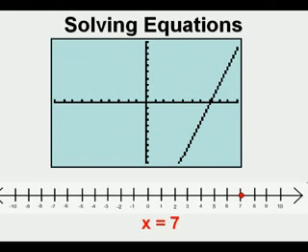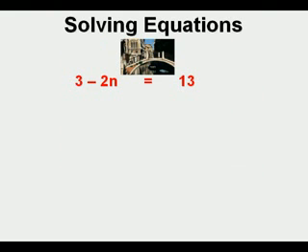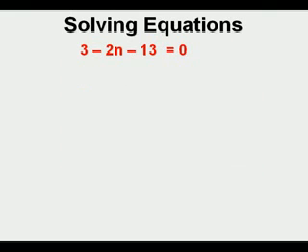Let's solve this first equation, 3 minus 2n equals 13. Just like using equation solver, we need to get 0 by itself on one side of the equation. We can use the magic bridge again for this. We can move the 13 to the left side of the bridge. Over here it becomes negative 13. And we have 0 left on the right.